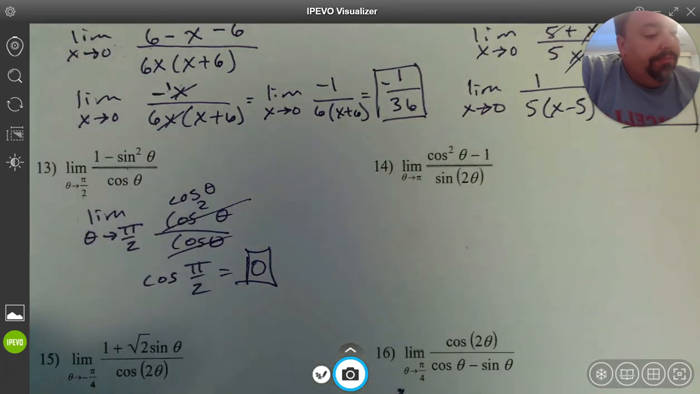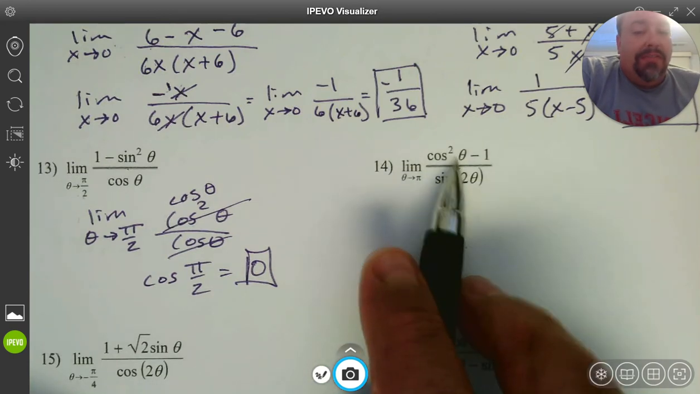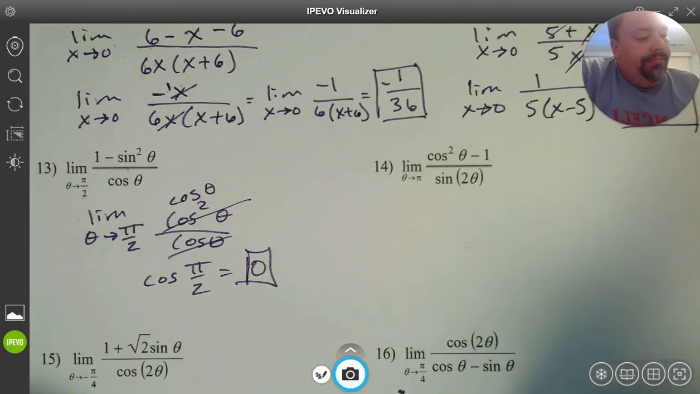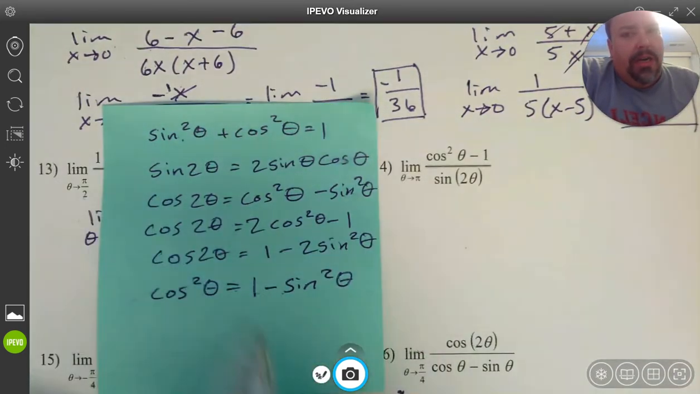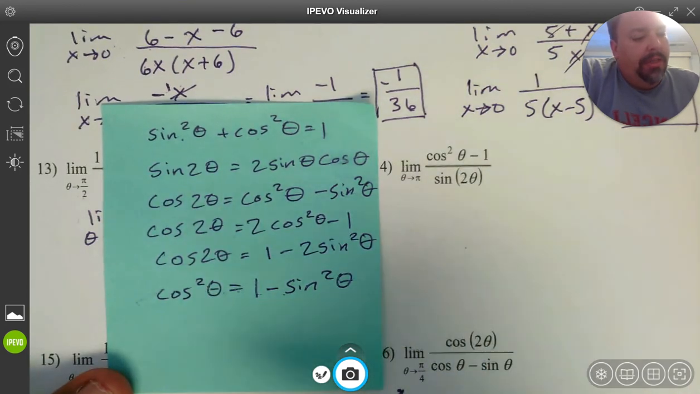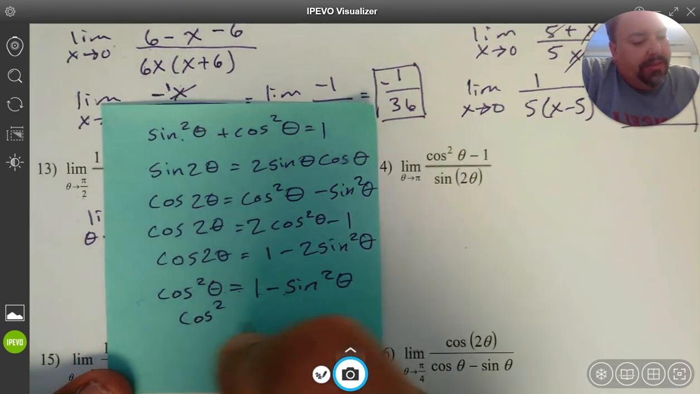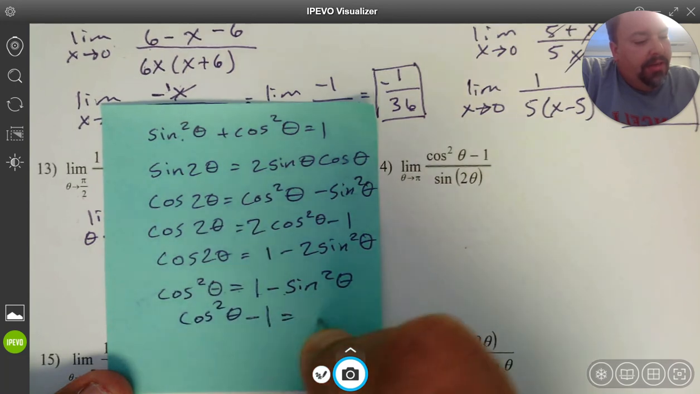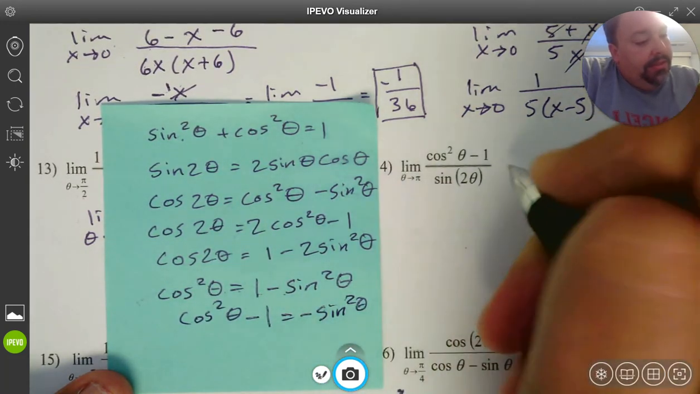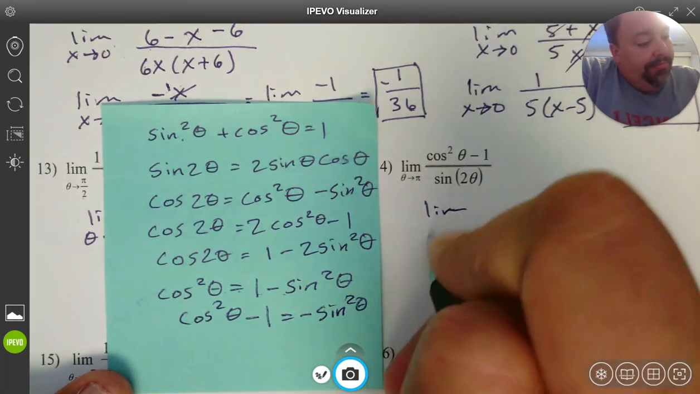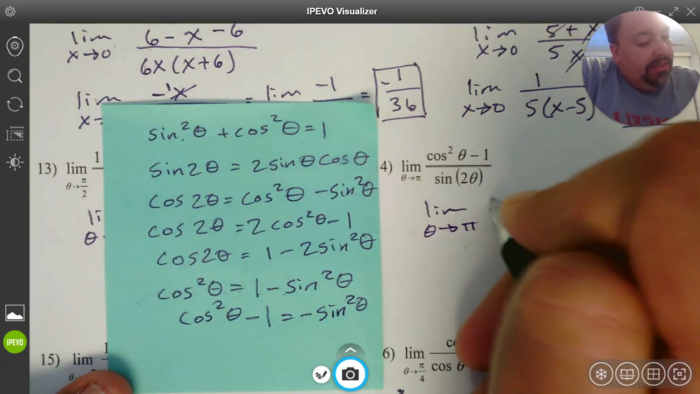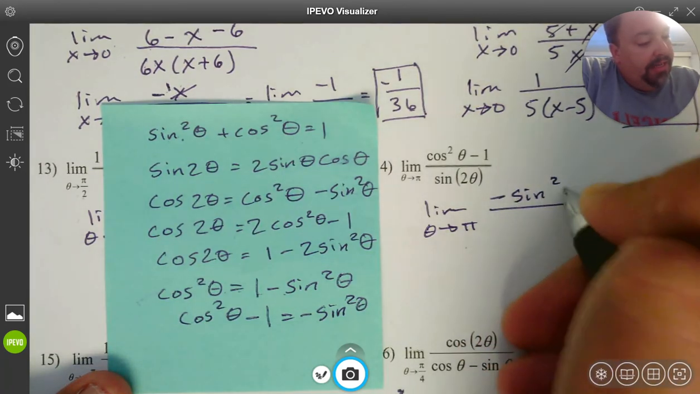Number 14. This one you have to use two identities. So this is cosine squared minus 1. Again, we're going to use our trig identity. It looks close to here. If we just go a little bit further, take cosine squared theta, subtract 1, that would come out to negative sine squared theta. So on the top, we can change it so that it says negative sine squared theta.